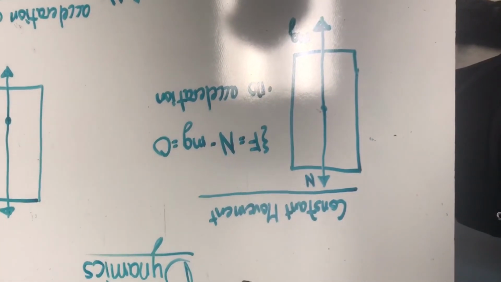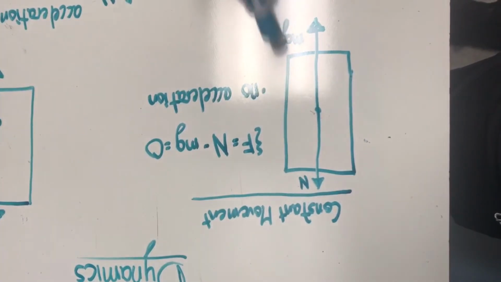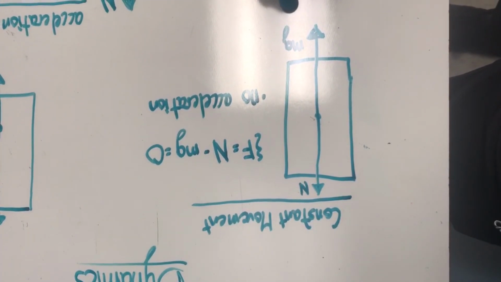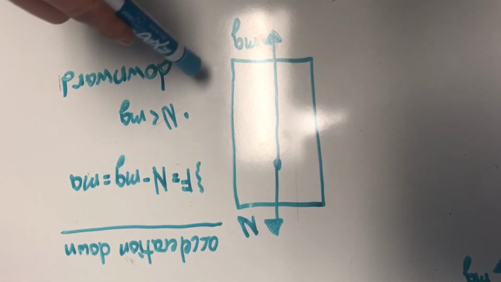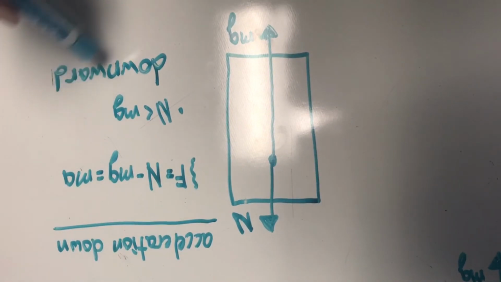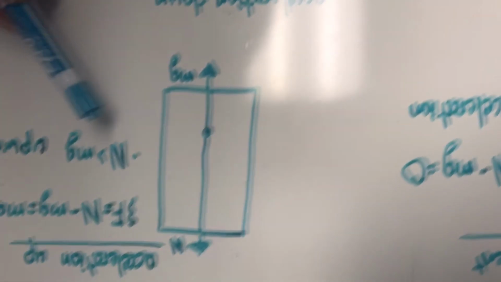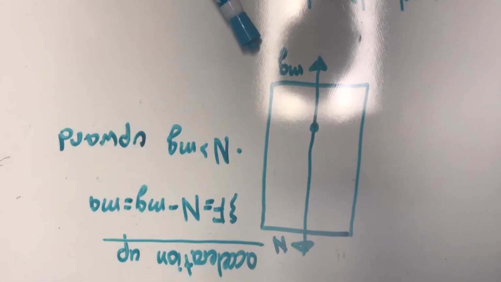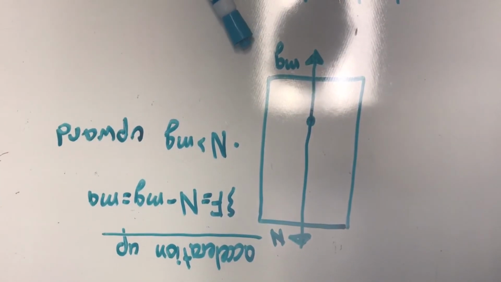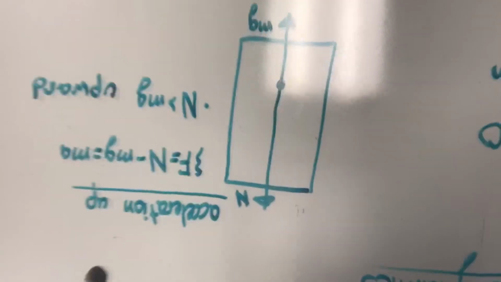There are 3 different movements in an elevator. This one is constant movement, where normal force is equal to the weight of gravity and there's no acceleration. This one is accelerating down, where normal force is less than the weight of gravity and it's moving downwards, and it's equal to the mass times acceleration. And this elevator is accelerating up, where normal force is bigger than the weight of gravity, and it's equal to ma.